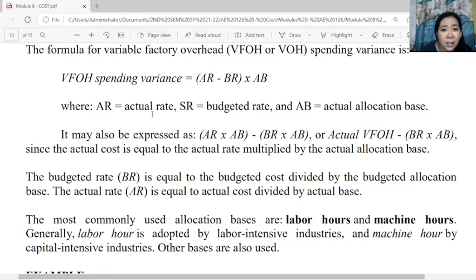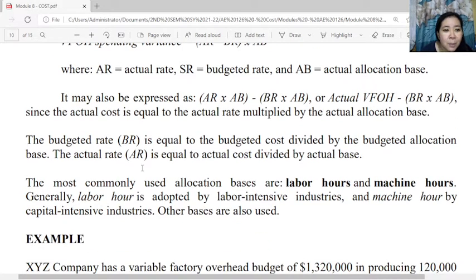So you can use any of these formulas, whichever the problem may present, as the data presents in the problem. So you can use either of these formula variations in determining your variable factory overhead spending variance. Okay, so the budgeted rate is equal to the budgeted cost divided by the budgeted allocation base, and your actual rate is equal to the actual cost divided by the actual base. Okay, so again, whichever the problem will present or will be given.